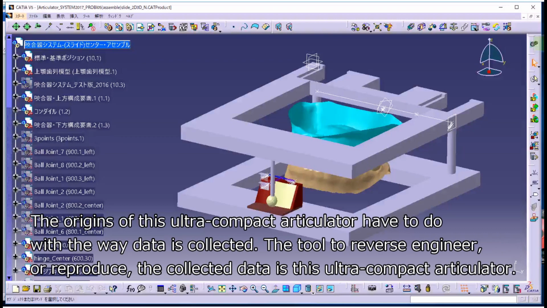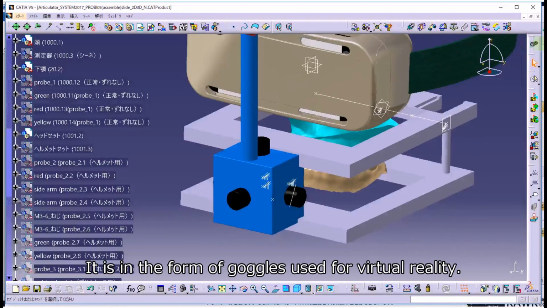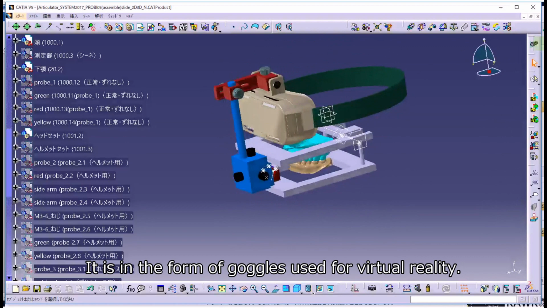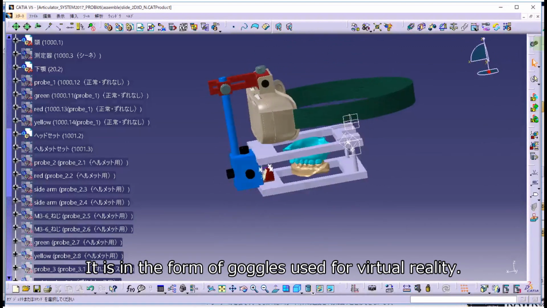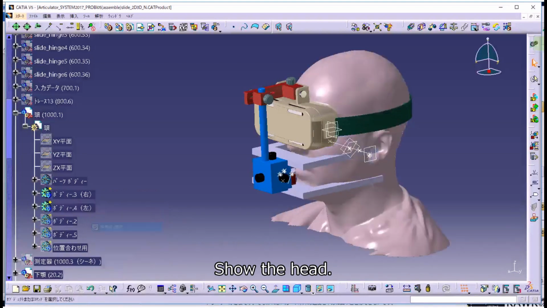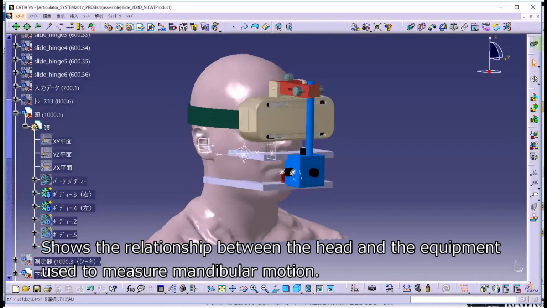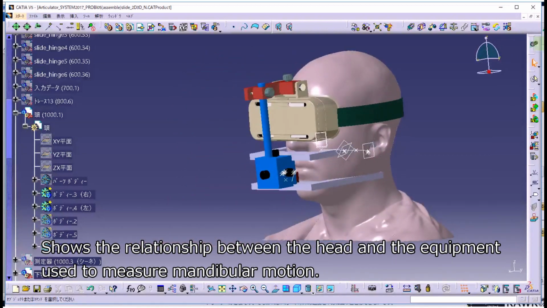The origins of this ultra-compact articulator have to do with the way data is collected. The tool to reverse engineer, or reproduce, the collected data is this ultra-compact articulator. Indicates the measuring instrument. It is in the form of goggles used for virtual reality. Show the head. Shows the relationship between the head and the equipment used to measure mandibular motion.